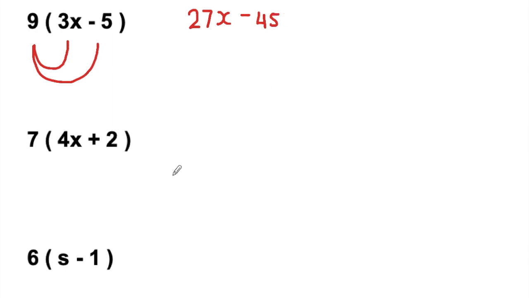The next example is 7 bracket 4x plus 2. So just like the others, it's 7 times 4x, which is 28x. Plus 7 times 2, which is 14.